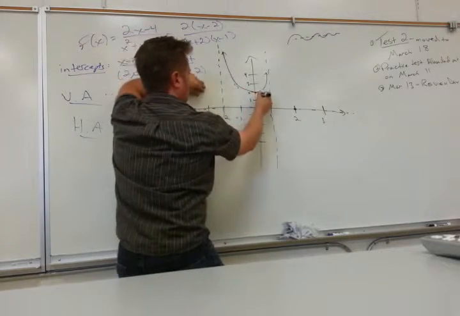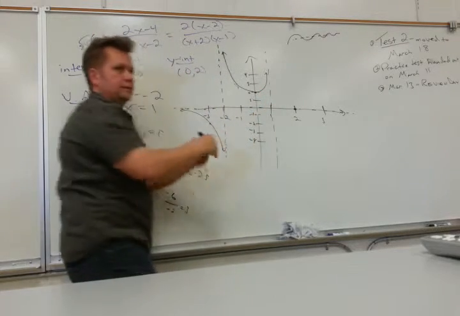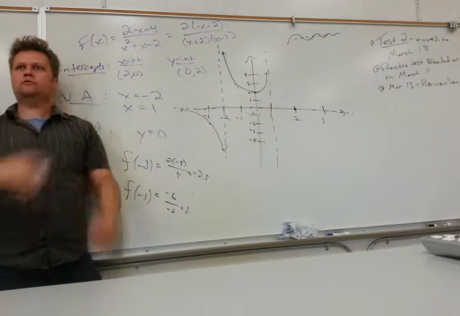Now why can't it go through and do something like this? Because again, where would it go then? It's painting itself into a corner. It's got to do that turnaround.